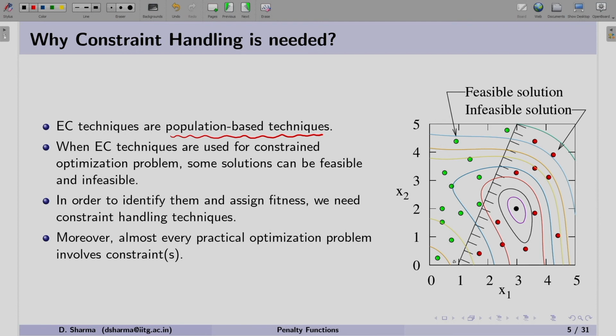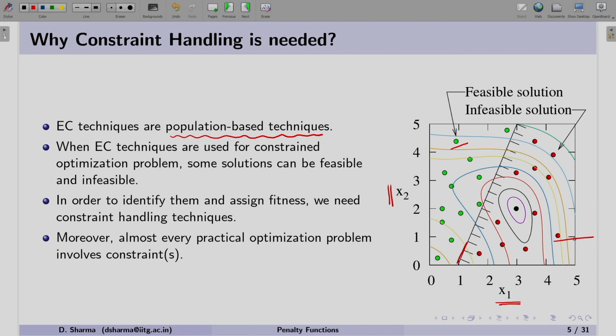Now looking at this figure, we have a box constraint based on x1 and x2. Similarly, we also have the constraint as you can see here. Because of this constraint, a few solutions are feasible, which are represented by the green dots, and a few solutions are infeasible, which are shown as the red dots.